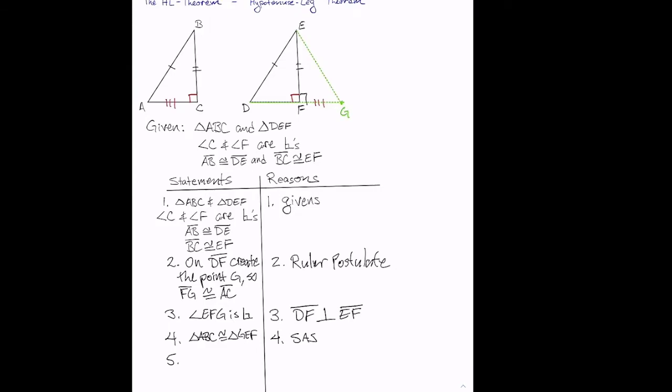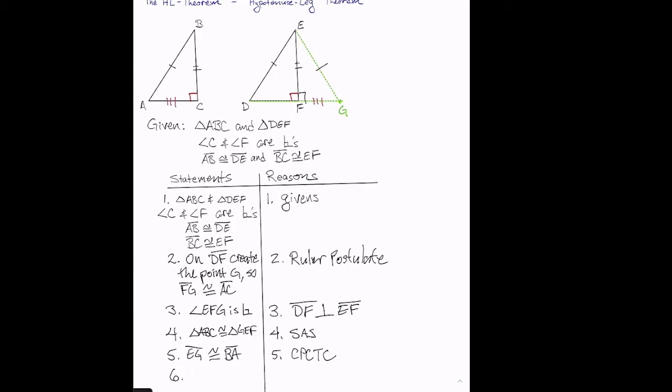Next, we are going to say segment EG is congruent to segment BA. And the reason why we can say that is CPCTC, or corresponding parts of congruent triangles are congruent. So there's the part AB that's congruent to part GE.